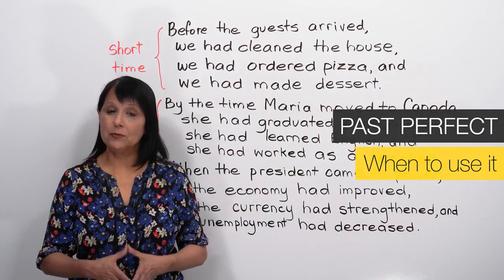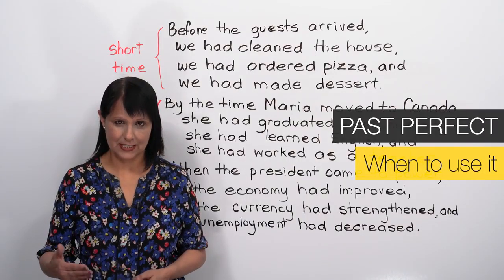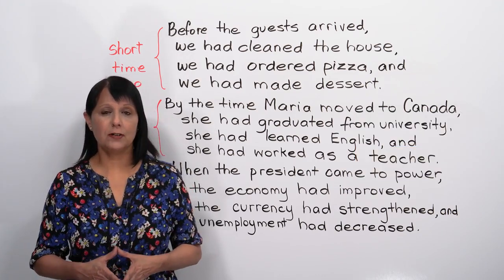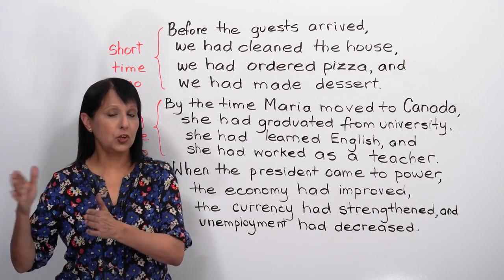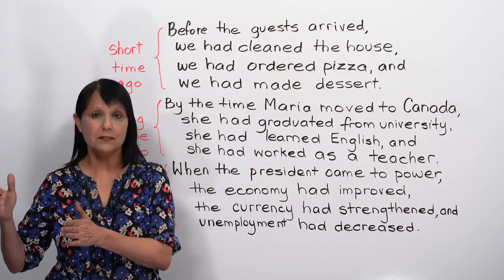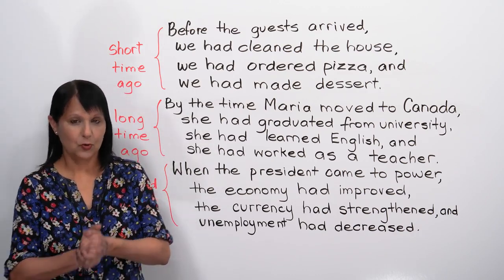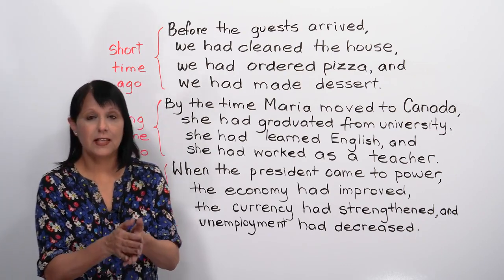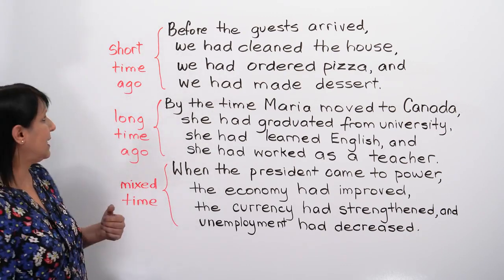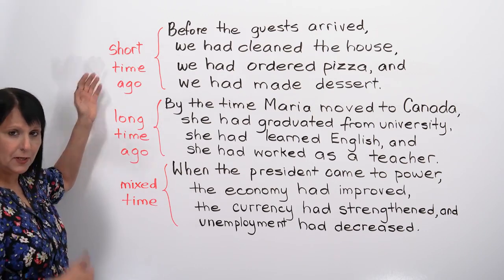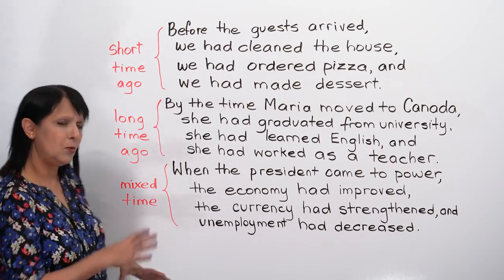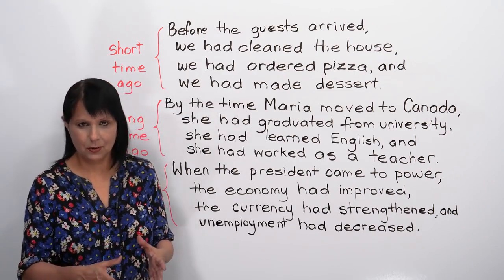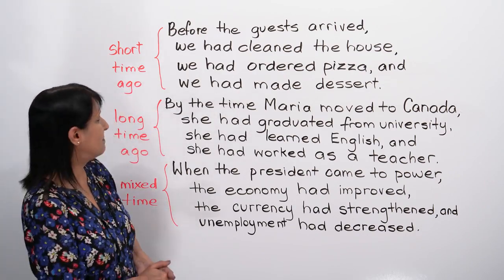Now let's look at when we use the past perfect tense. So we use it to talk about two or more things that happened in the past, and we want to show which of those things happened first. So when we say first, that first or before can mean a short time ago, a long time ago, or mixed times. Okay? Let's look at some examples.